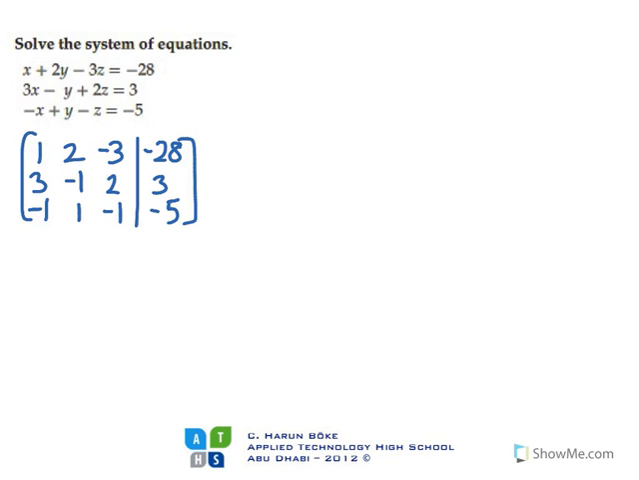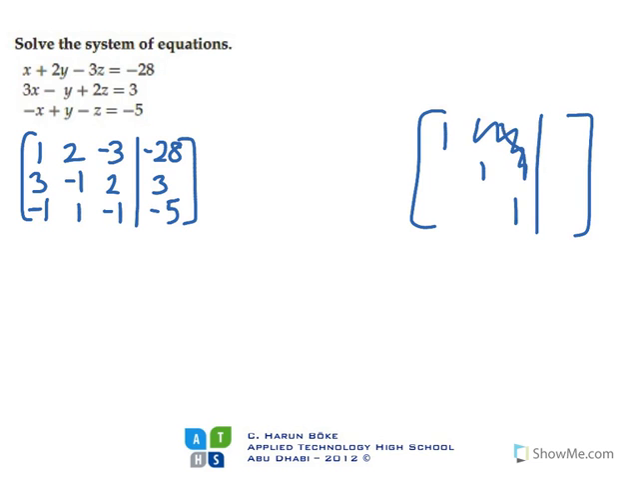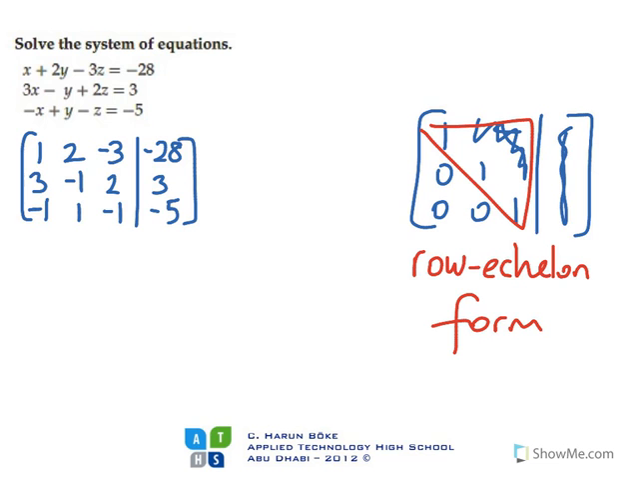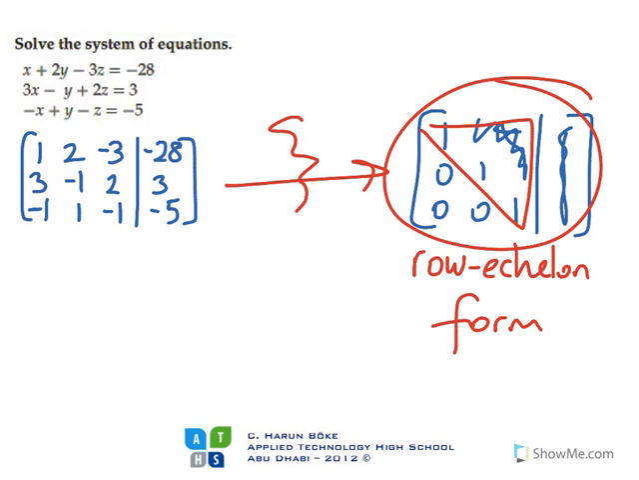What I want to have at the end is another matrix where I will have 1, 1, 1 in the diagonal, some numbers here, and at the bottom of each one I have to have zeros. So this is called the triangular form or row echelon form. Now by applying some matrix operations, I'm going to get this matrix, and then I will go back to algebra to solve the system of equations.